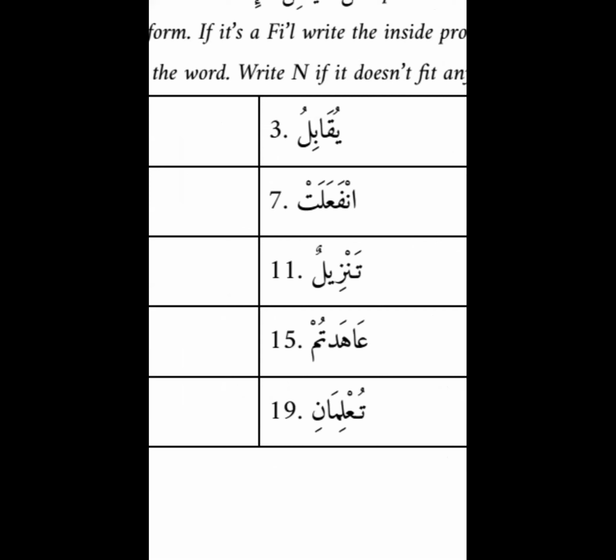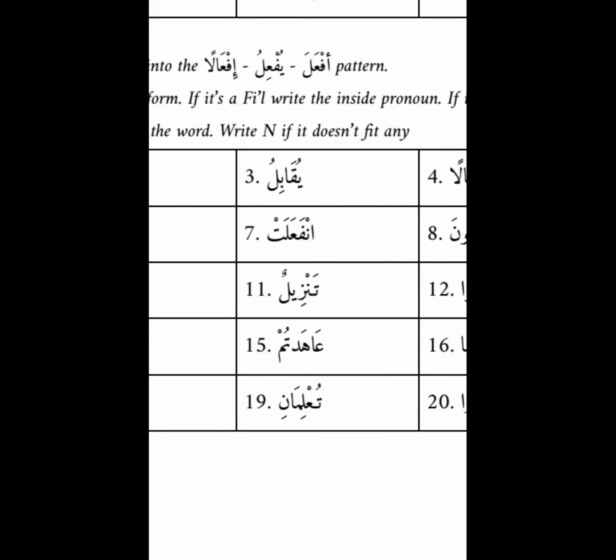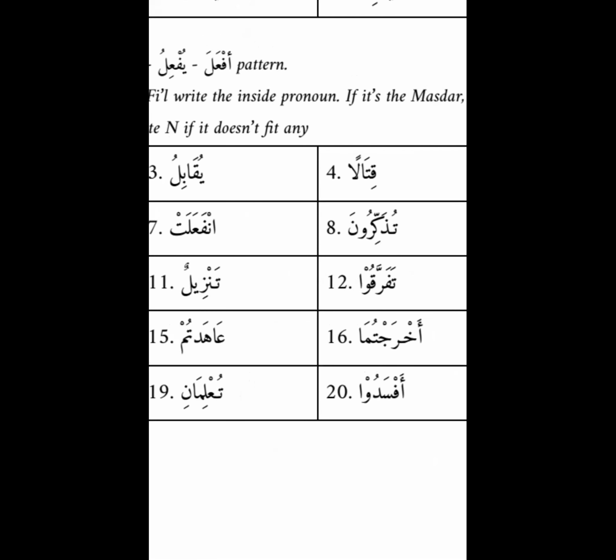Then you have number 3. Jahada. Present tense, fail or ism? Jahada, present tense. And what is the inside doer? It is hua. Good. So I think there are some present tenses here.